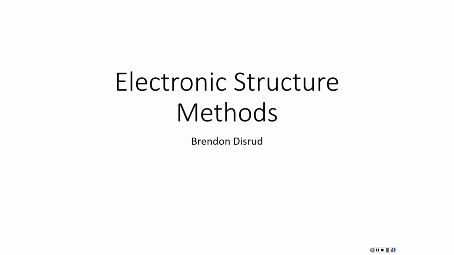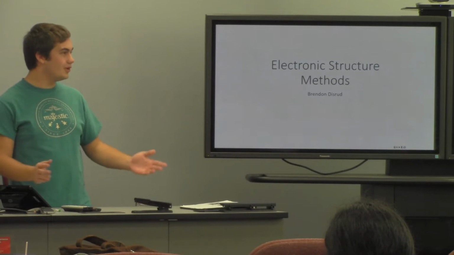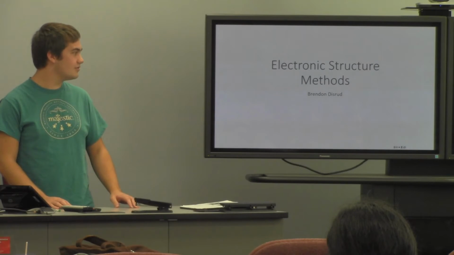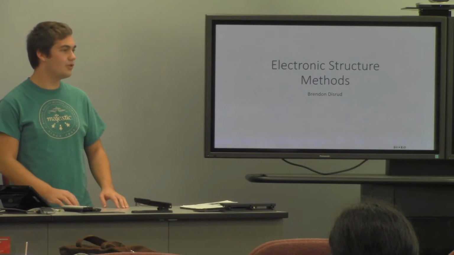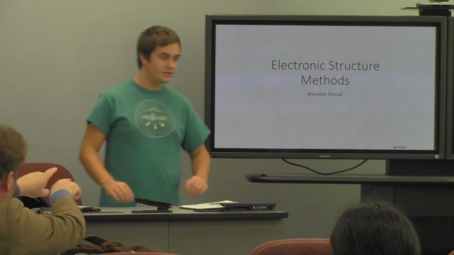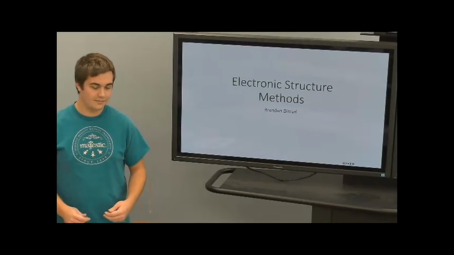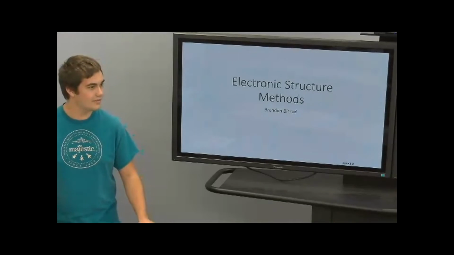My name is Brendon Disrud, and I'm going to give a brief overview of electronic structure methods in computational chemistry. First off, what do these do? The simplest way to say what they do is they help us calculate the energy of the system and the parts of the system. Those help us get useful outputs, like we can find the geometry, and the absorbance and band gaps of semiconductors and such.